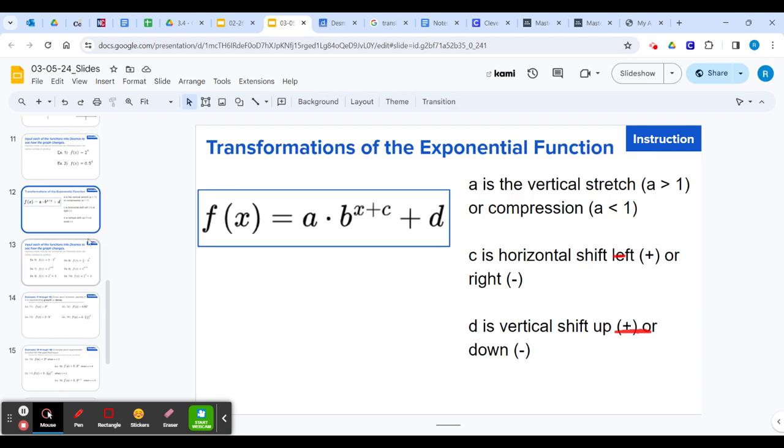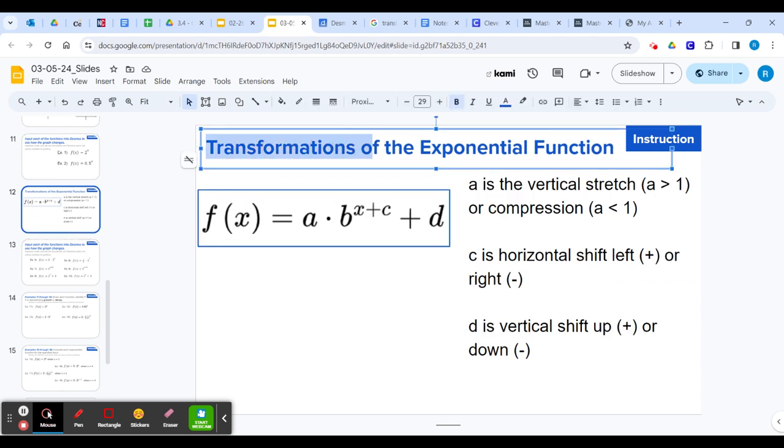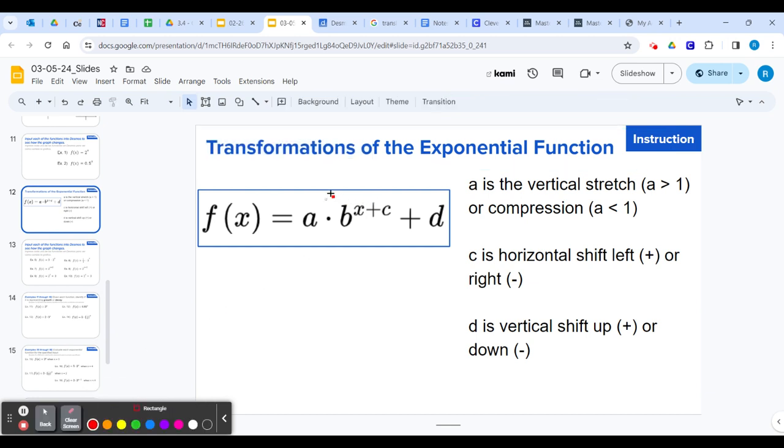Just like some of our other functions, we can have some simple transformations just by modifying our base equation. So I want to point out that this equation here, which you should get in your notes, is still built around this idea of b to the x power. However, we have these different coefficients out in front. Our a coefficient is going to be our vertical stretch or compression.